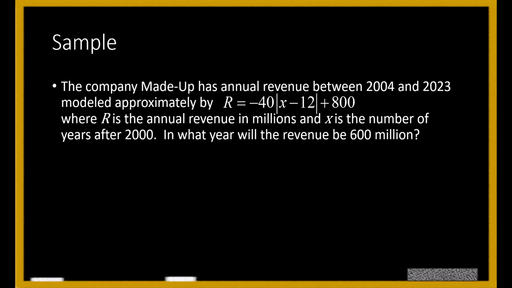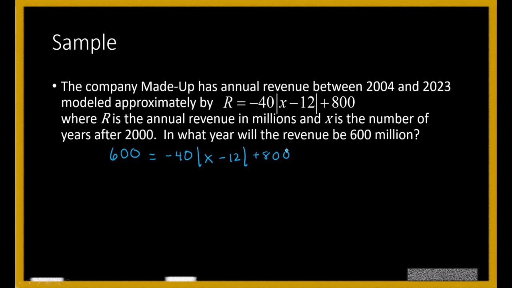So what I want to do is set up this equation and plug in the numbers that I do have. I want the revenue to be 600 million, so I'm going to put in 600 for my R. Since the whole thing is in millions, we don't need to write out millions, because otherwise 800 would have to be written out. So we want to do it just like it's written. 600 equals negative 40 times the absolute value of x minus 12 plus 800.